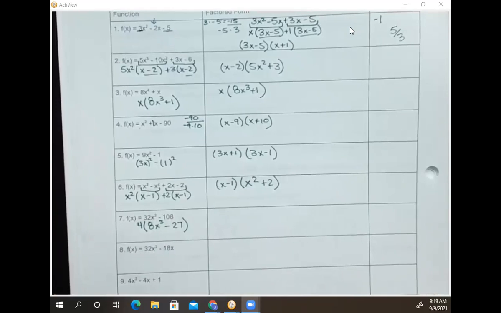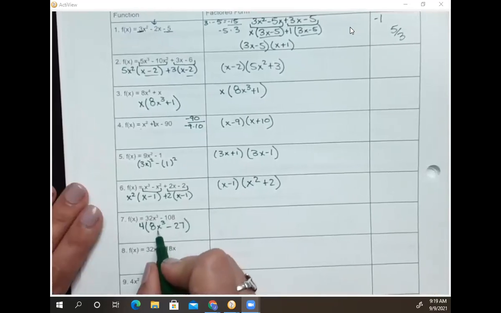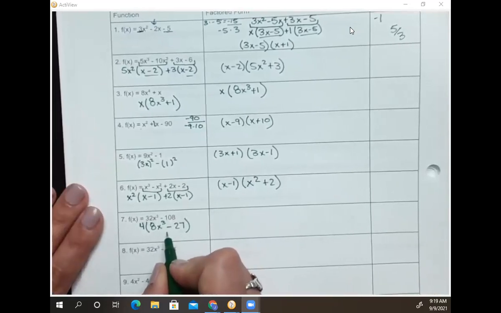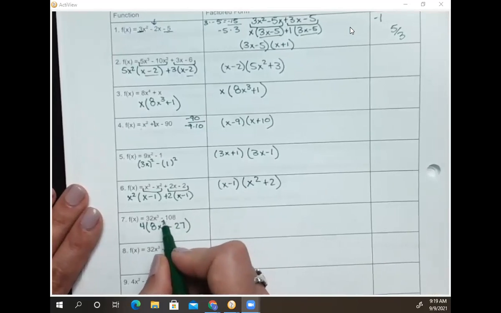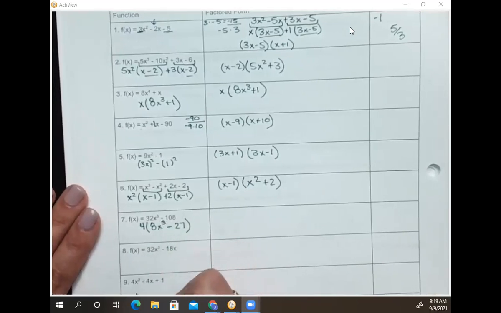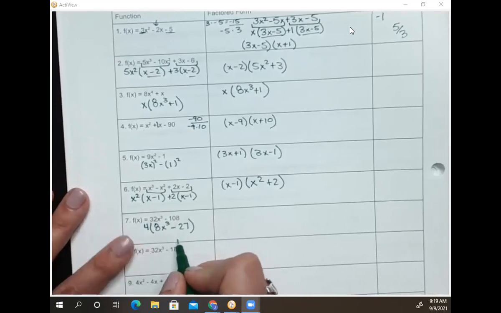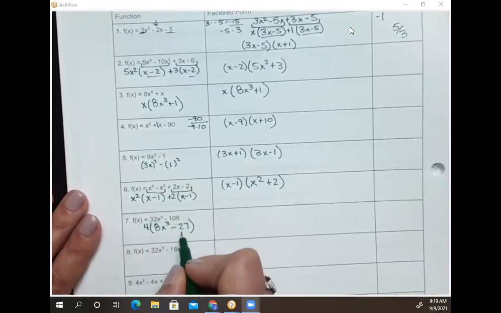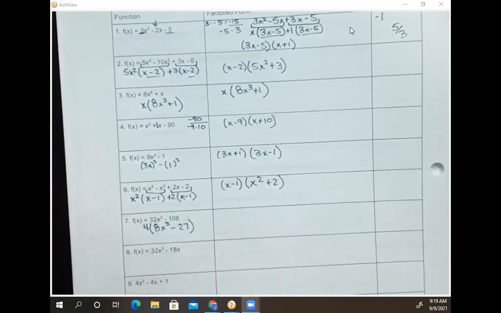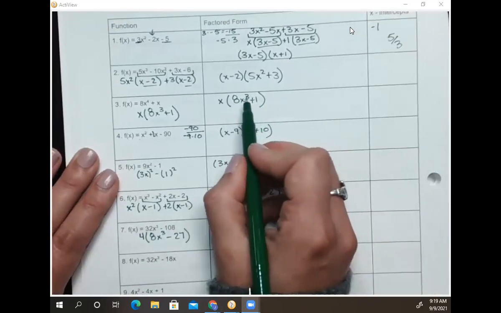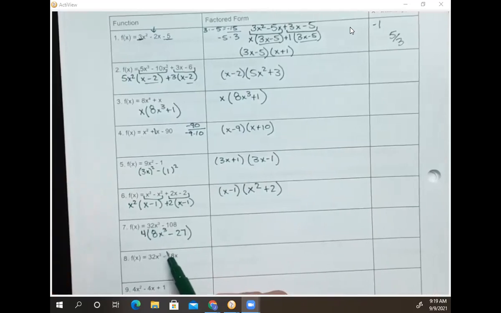Okay. And then I heard a couple of people say this looks like last night's homework. 2 terms, subtraction, but what about our degree here? Not even. It's an odd number, right? So this is a difference of cubes. 27 and 8x cubed are both perfect cubes. Kind of like we had that sum of cubes up here.